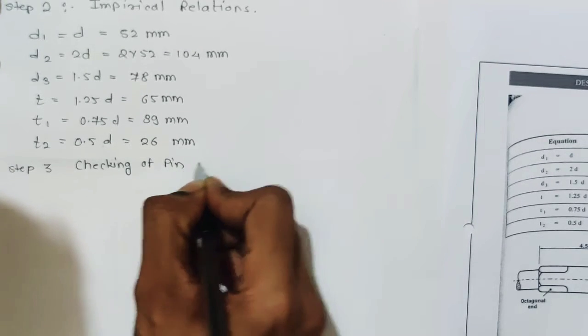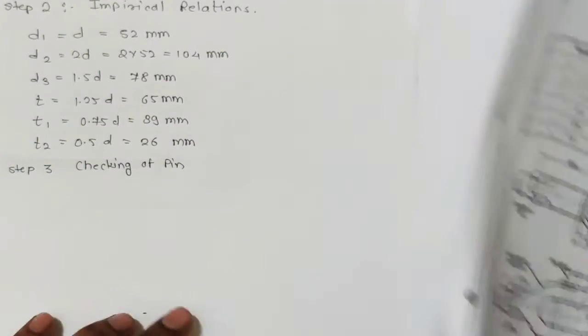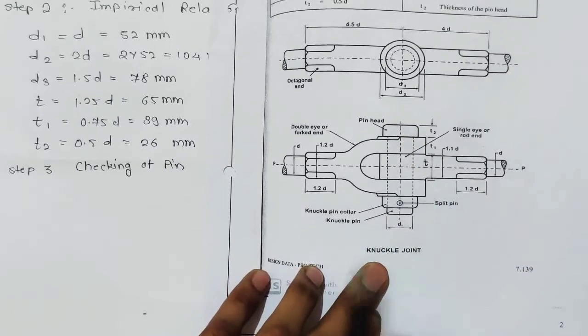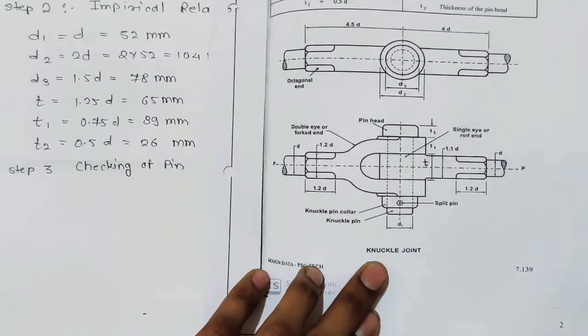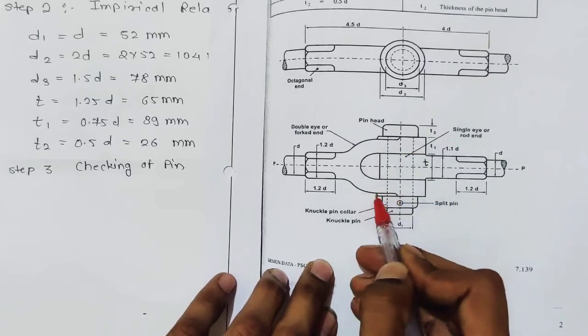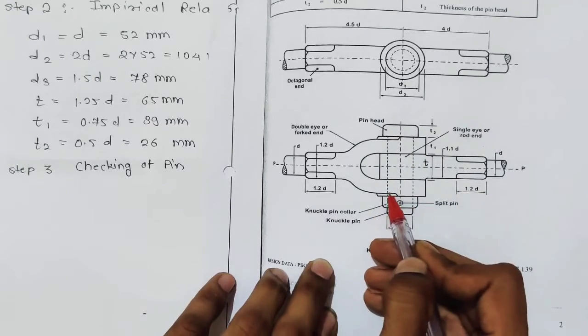Step 3 is checking of the pin. Now we have the pin, single eye and double eye. First we will go with checking of the pin. The first step is how the pin is going to fail. Now you can see the pin over here. First, we are pulling this knuckle single eye in this direction, and this fork in this direction.